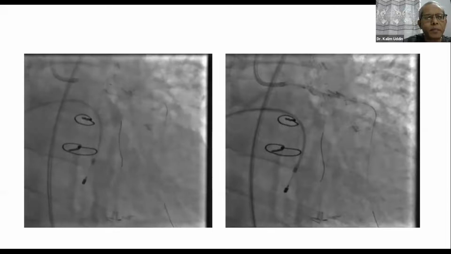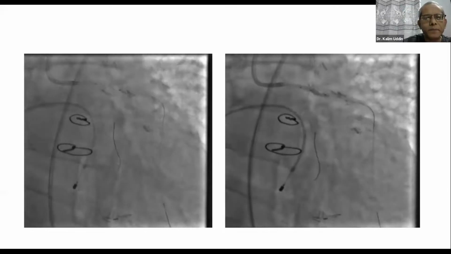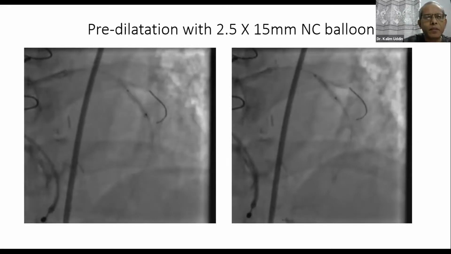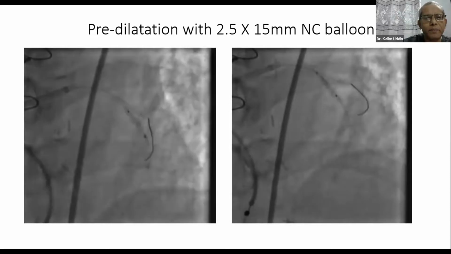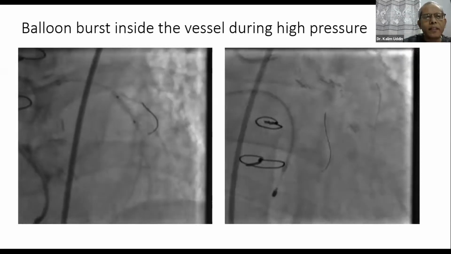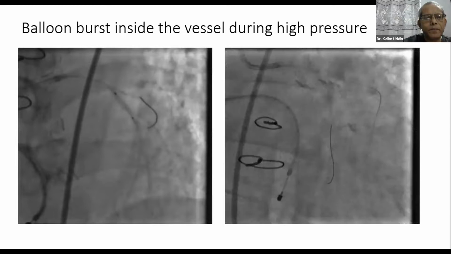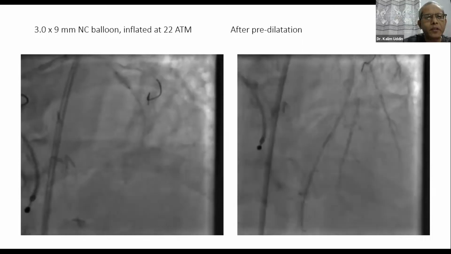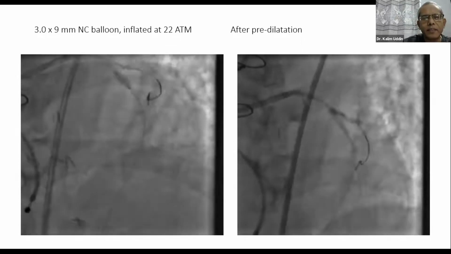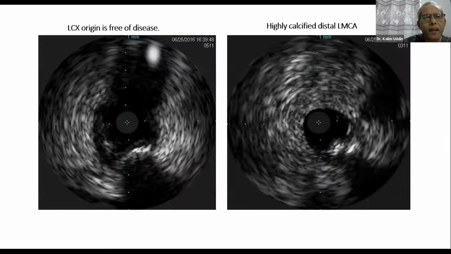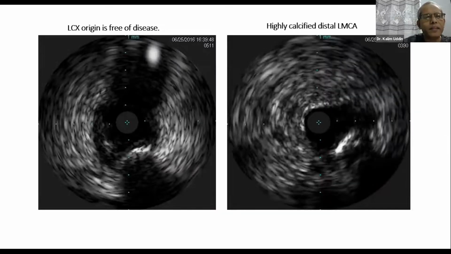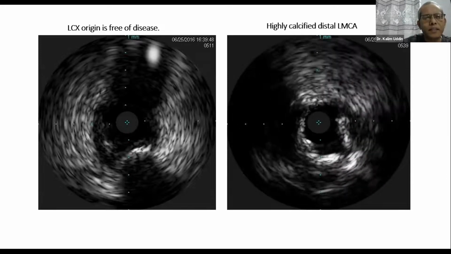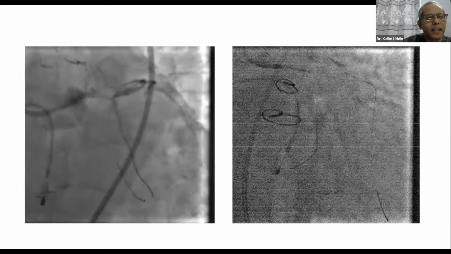Then predilation from left main to LAD was done, with a 2.5 into 15 millimeter non-compliant balloon in the proximal LAD, and the balloon burst inside the vessel during high pressure. Then again a 3 into 9 millimeter non-compliant balloon was inflated at 22 atmospheres, and this is the image after predilation. We did an IVUS study, which shows the LCX origin is free of disease, so we decided to do a single stent strategy.